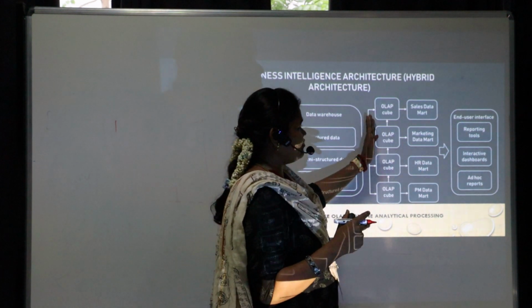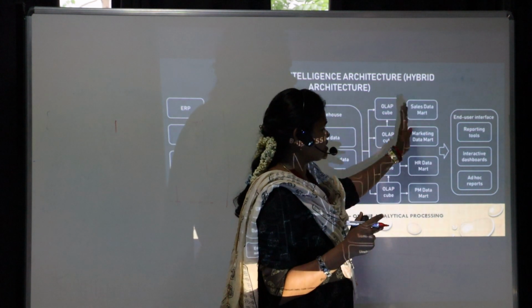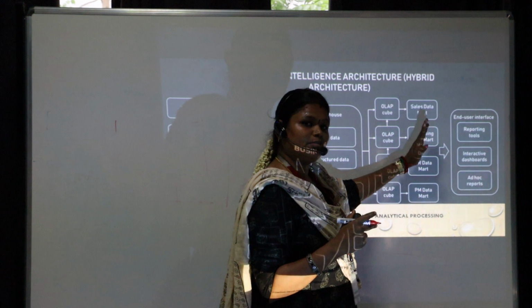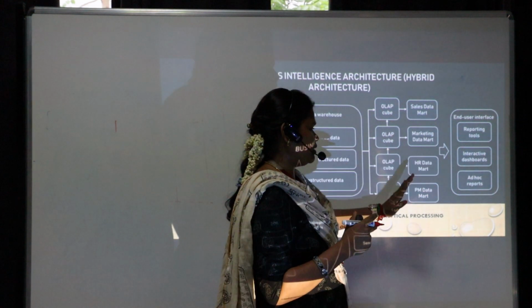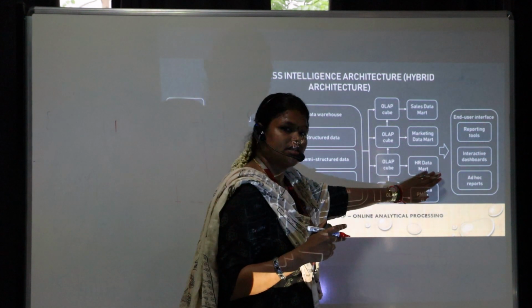From there, the data gets segregated into each department. Sales data goes to the sales team. What data is required for the marketing team goes to the marketing department. What requirements are needed for HR go to the HR department.